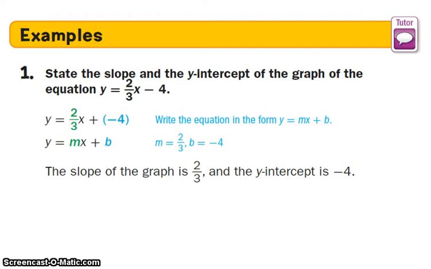Okay, let's look at your first example. State the slope and the y-intercept of the graph of the equation y equals 2/3 x minus 4. Okay, so we want to pull out the slope and we want to pull out the y-intercept. Well, if we take a look at our equation right here, y equals mx plus b. Your slope is your m, so here's your slope, 2/3, because that's your coefficient of x, and your y-intercept is -4 because that's what we're adding on to or subtracting from your mx. So slope is 2/3, your y-intercept is -4.